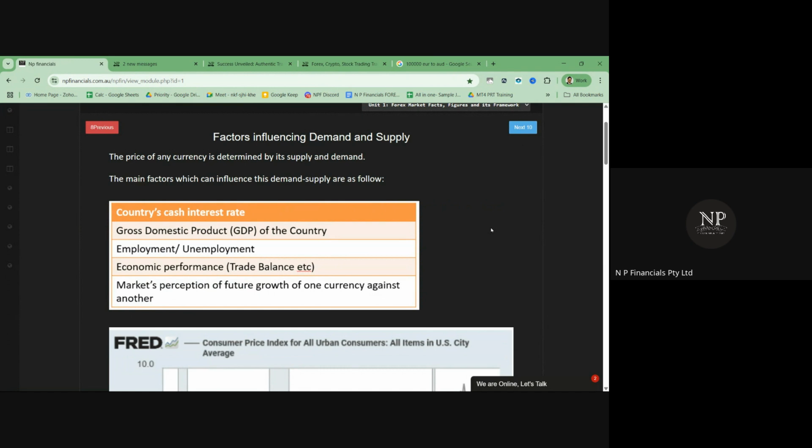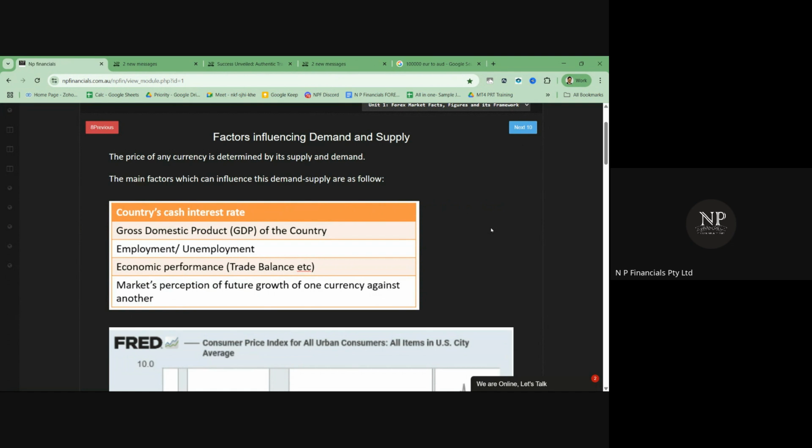Now, factors influencing demand and supply. The price of any currency is determined by its demand and supply. If I ask you, if there is a flood in Queensland, what will happen to the price of banana? Go up. And if there are too many bananas, what will happen? Go down. That's it. So now replace banana with euro. Same thing.